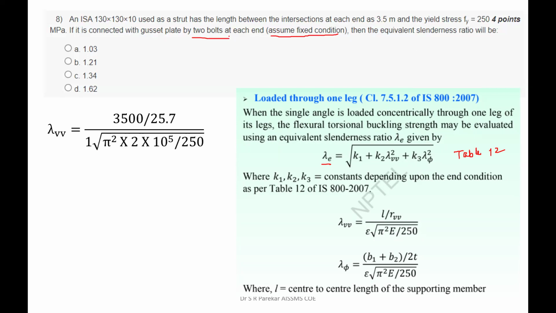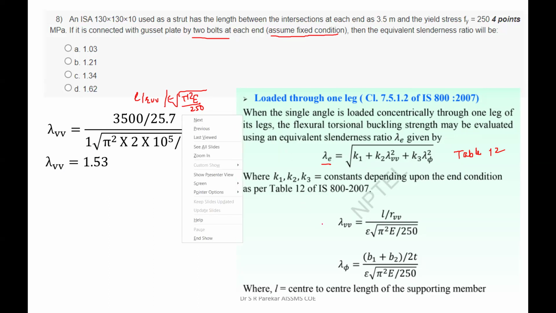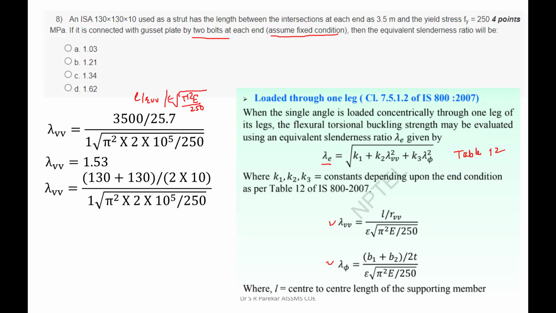And for that we have the formula L upon RVV divided by root of epsilon, with value 1, pi square E upon 250. From this we will get the value of lambda VV as 1.53. So you can have the formula for lambda VV here. I have not actually written it over there. Then we have lambda phi. For lambda phi, 130 plus 130, and from this we will get the value 0.146.